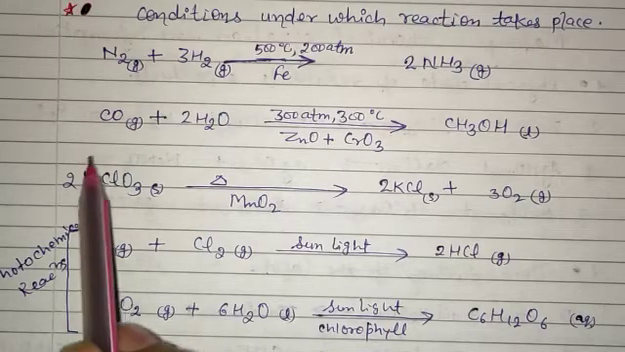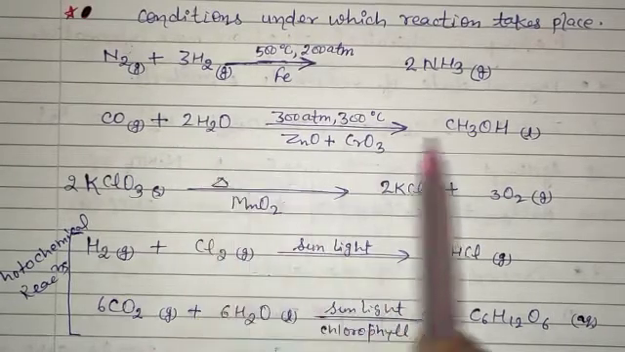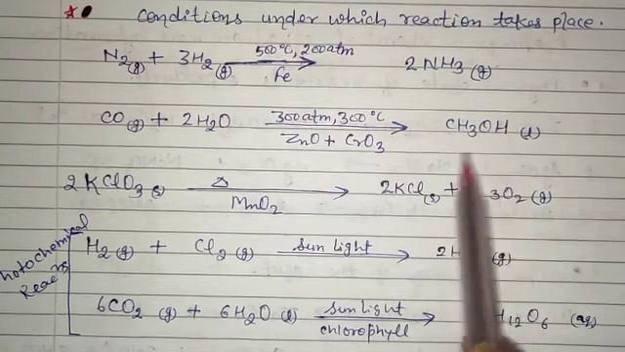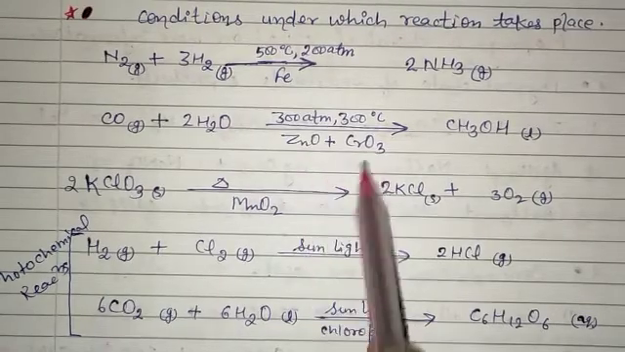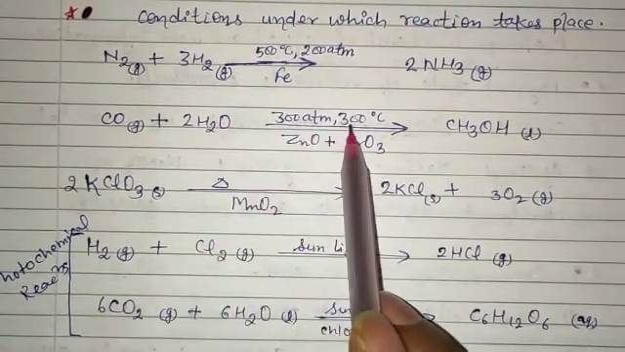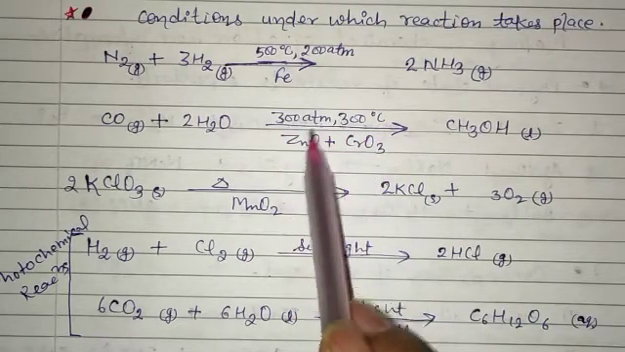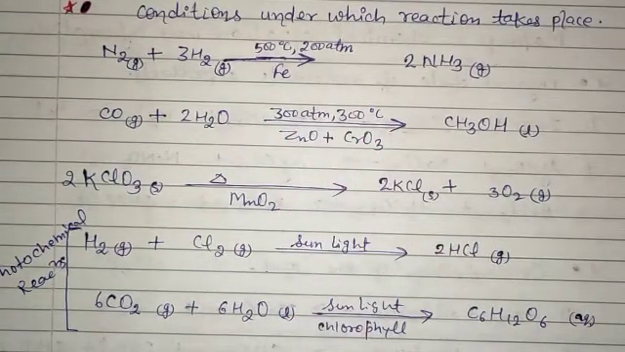In the same way, carbon monoxide reacts with hydrogen to form methanol, CH3OH. For this reaction, a catalyst mixture of zinc oxide and chromium oxide is taken, the temperature is 300 degrees Celsius and the pressure is 300 atmospheres. These are the conditions: catalyst, temperature, and pressure, which make the reaction easy to proceed.